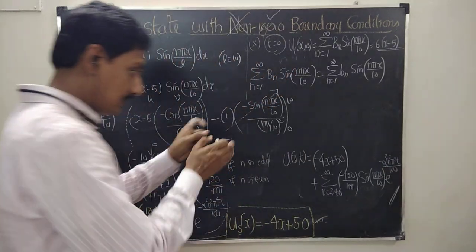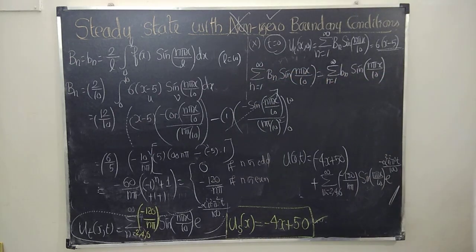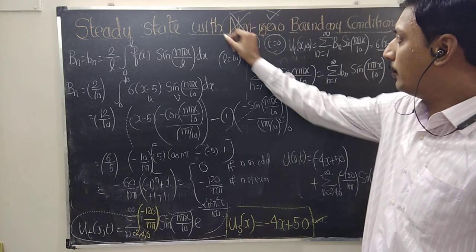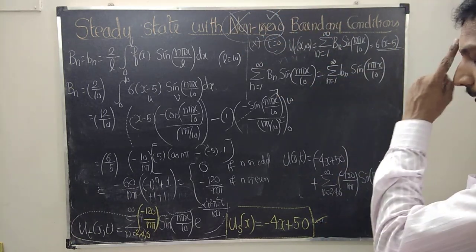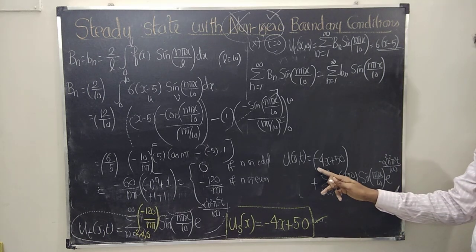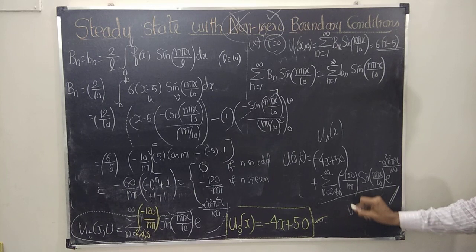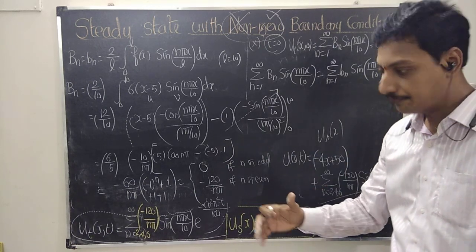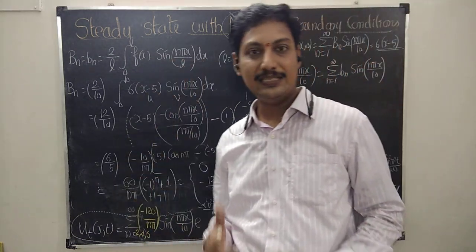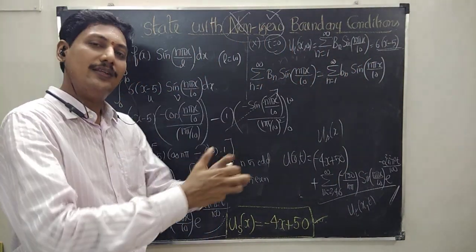So this is a somewhat lengthy problem because it has a non-zero boundary condition. Once it is a non-zero boundary condition, let us convert this into a zero boundary condition by considering the steady state temperature us of x and the transient state temperature ut of x comma t. So this is the problem based on the steady state with non-zero boundary conditions. It is somewhat lengthy.